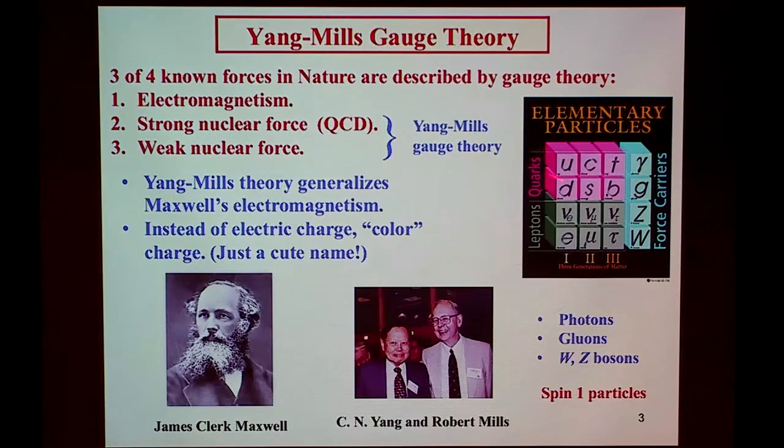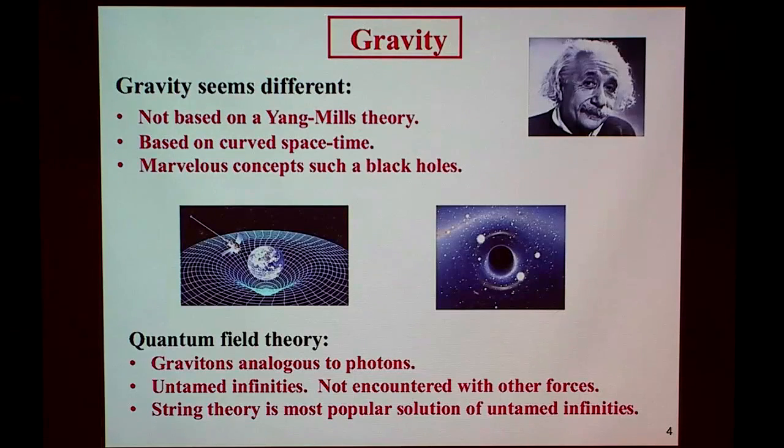And we have here the elementary particles. So there's the quarks, the leptons, the electron, neutrinos, there's 3 generations. The force carriers, there's the photon, the gluon, the Z boson, the W boson. Now, let's have a look at gravity. Well, that looks different. It's not based on a Yang-Mills theory. It's based on a geometric theory, curved space-time. And then it has all these marvelous concepts you don't really find in the other theories, such as black holes.